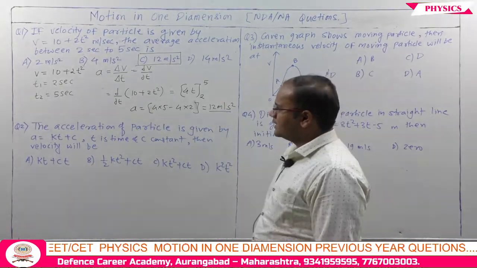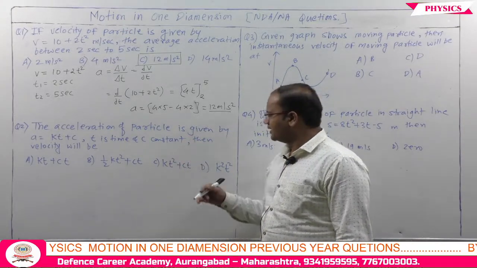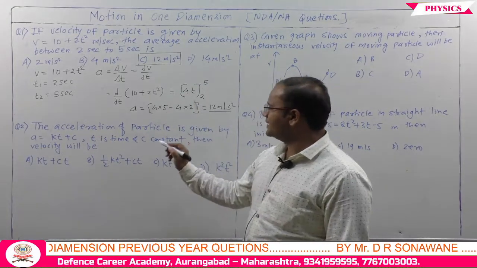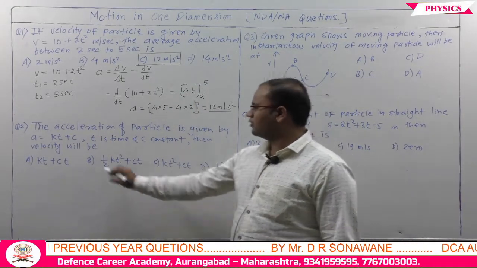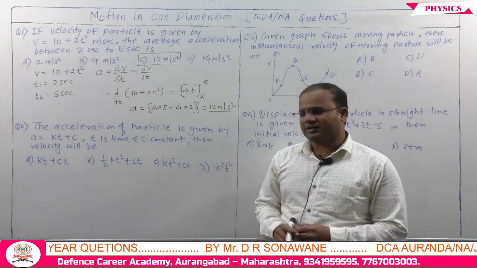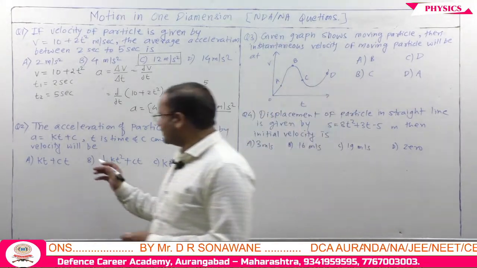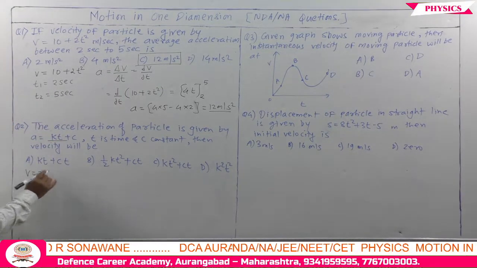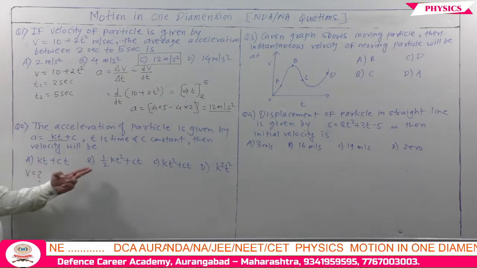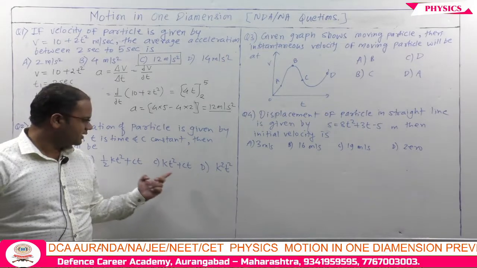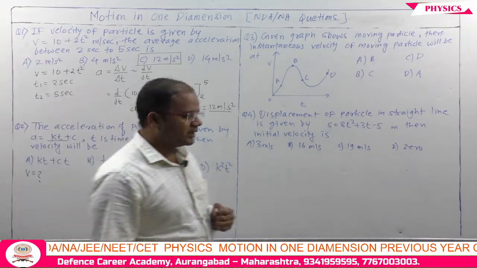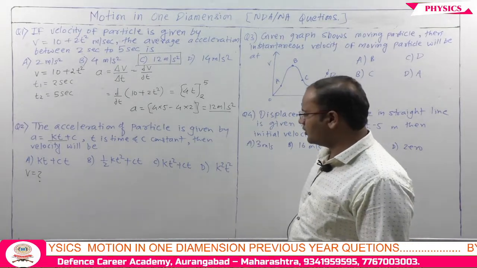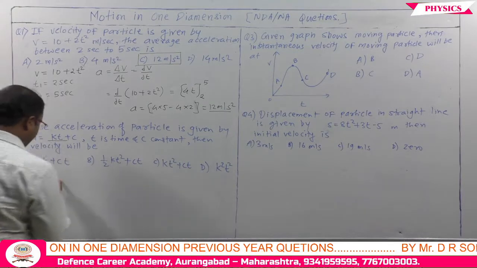Second question is, the acceleration of a particle is given by a equals kt plus c, where t is time and c is constant, then velocity will be. In reverse they have asked the question, acceleration is given already and we want to calculate velocity here. Different options are given: kt plus ct, half kt square plus ct, then kt square plus ct, and again that is B option, D option is k square t square. So definitely this option will not be there. So we will write the formula for acceleration.